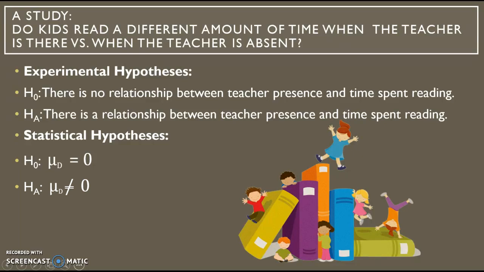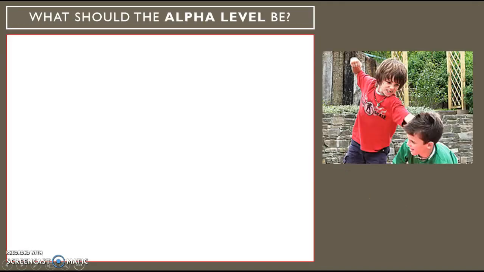And then the alternative, and again, because it's two-tailed, there is a relationship. When the teacher's in the room, they read a certain amount, and when the teacher's out of the room, they read a different amount. And thus, we have a non-zero difference in the alternative. Now we have to set the criterion. Remember, we have to think about, well, what is alpha error, what is beta error, and which one is worse?